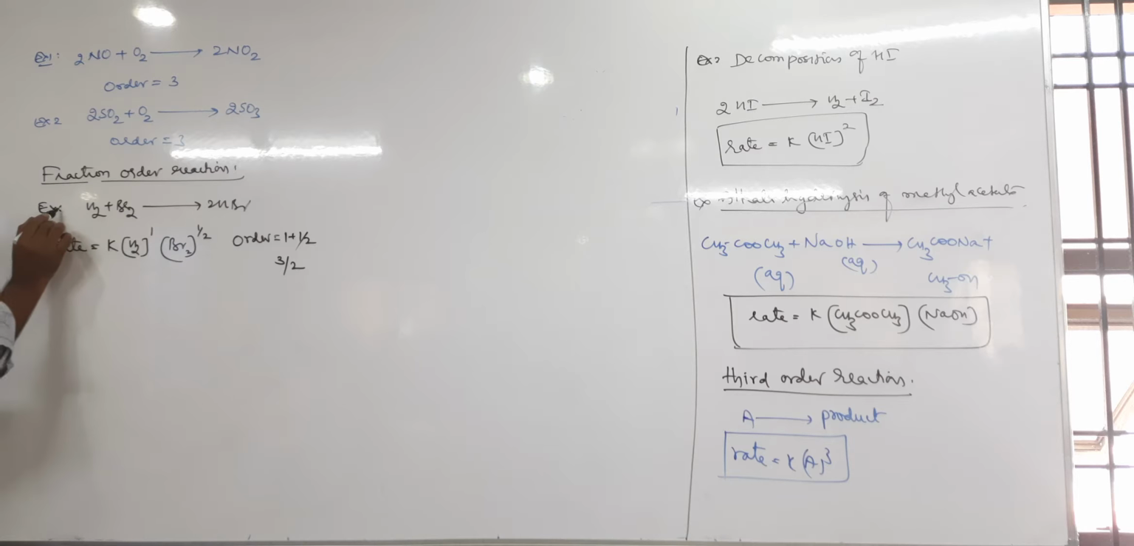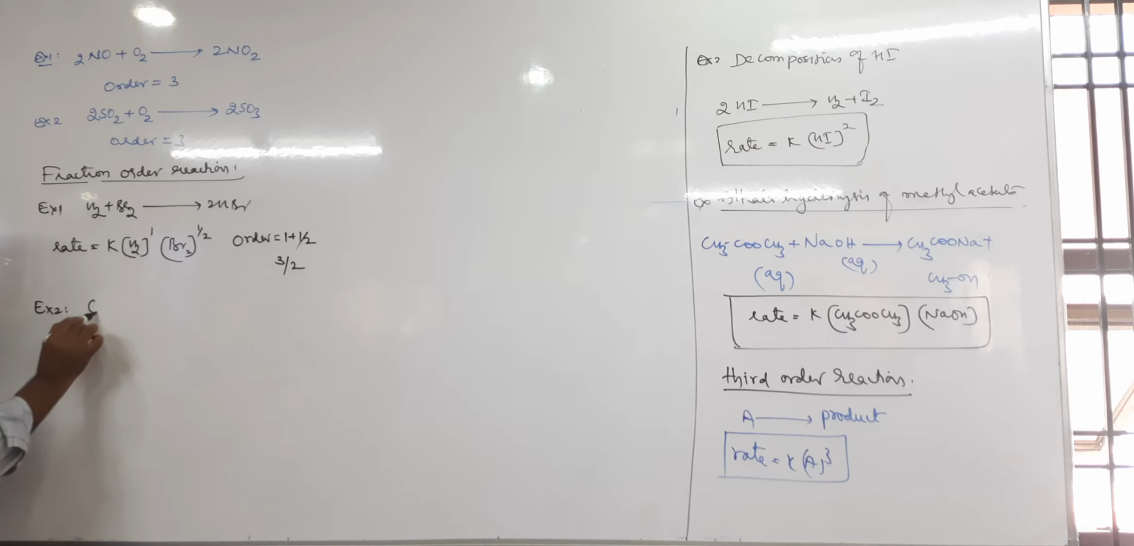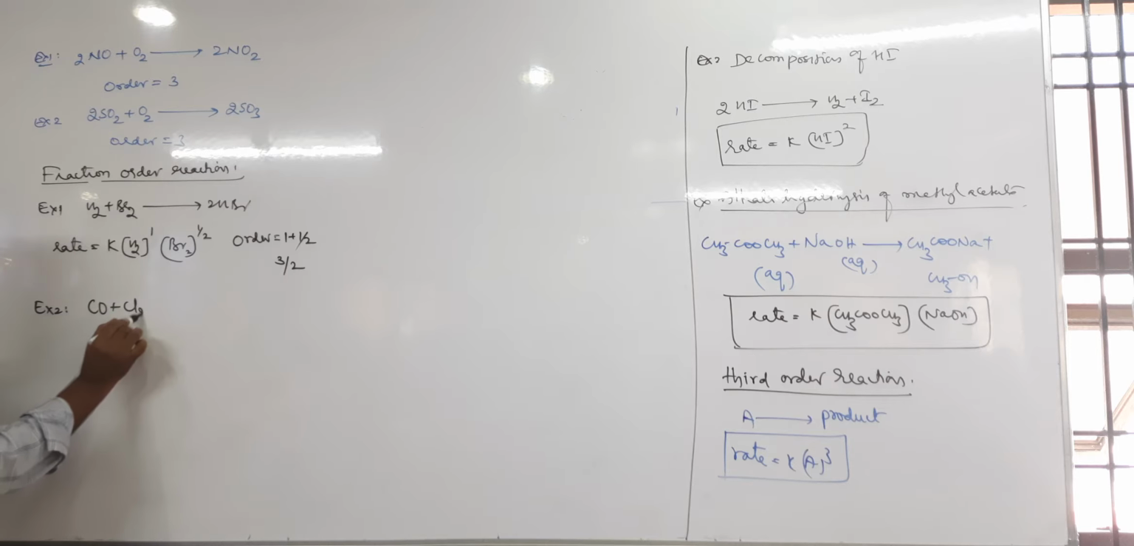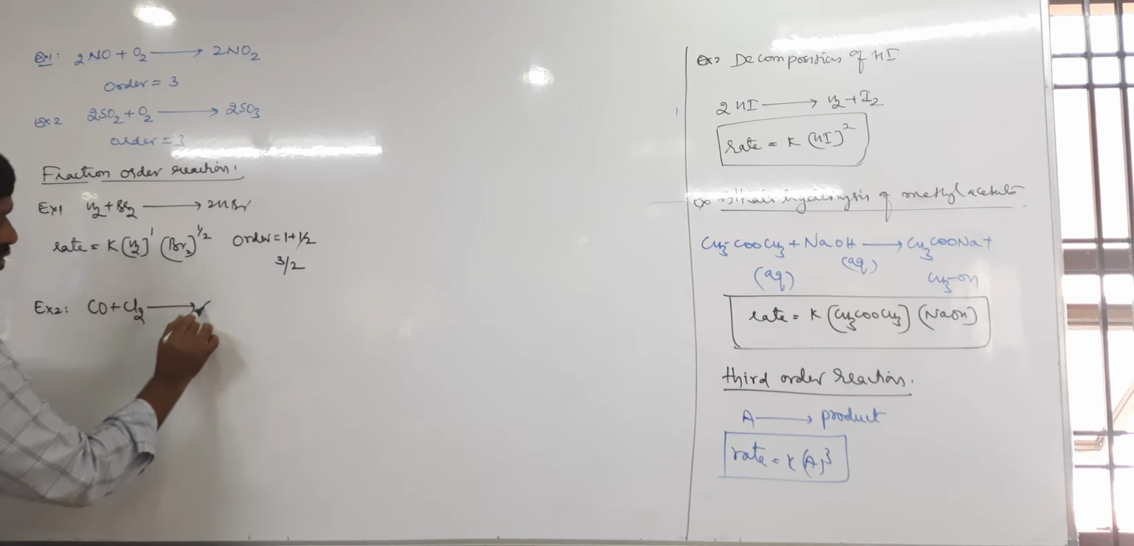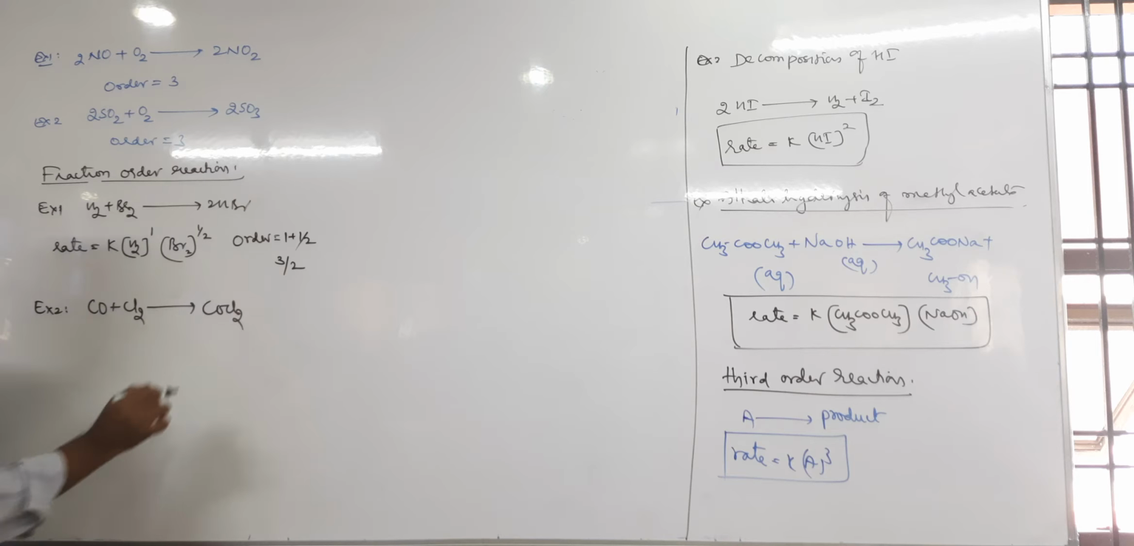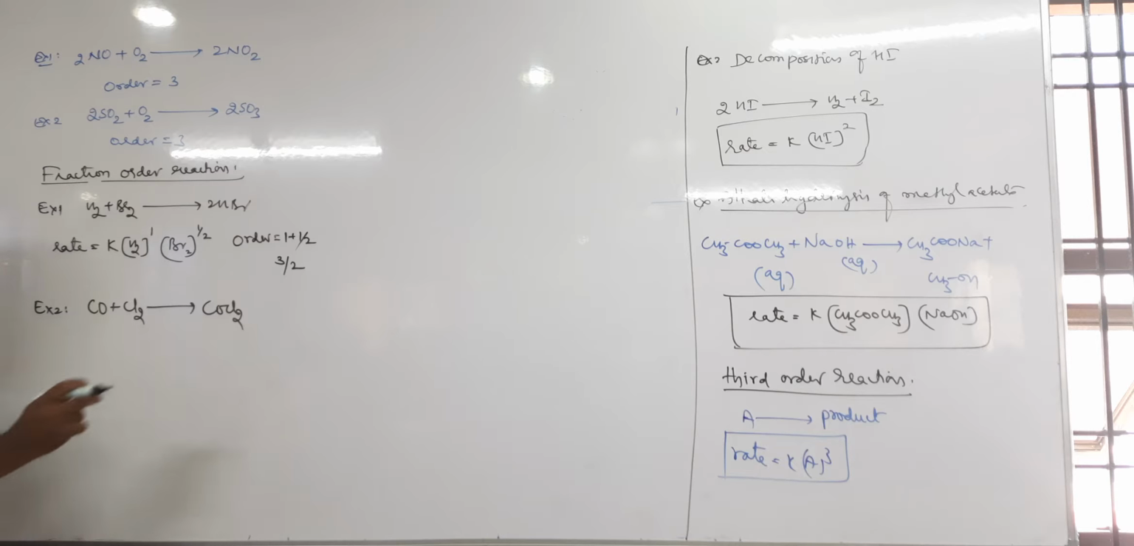Next, there is another example. CO, carbon monoxide, reacts with chlorine, it gives COCl2, it is called phosgene. It is a poisonous gas. We'll get phosgene in the haloalkane, haloarene topic.